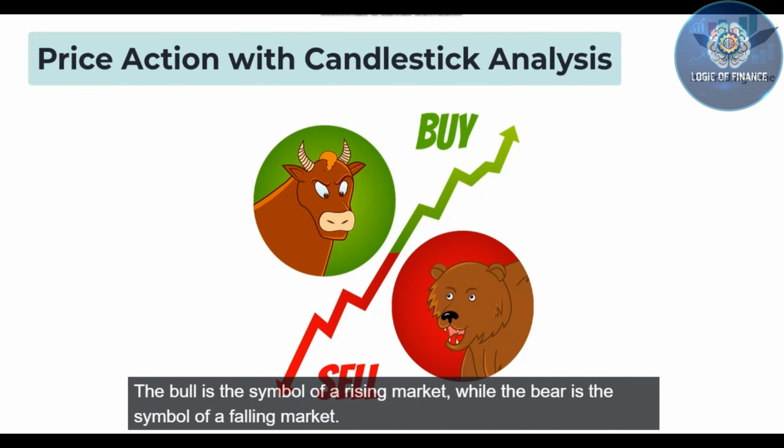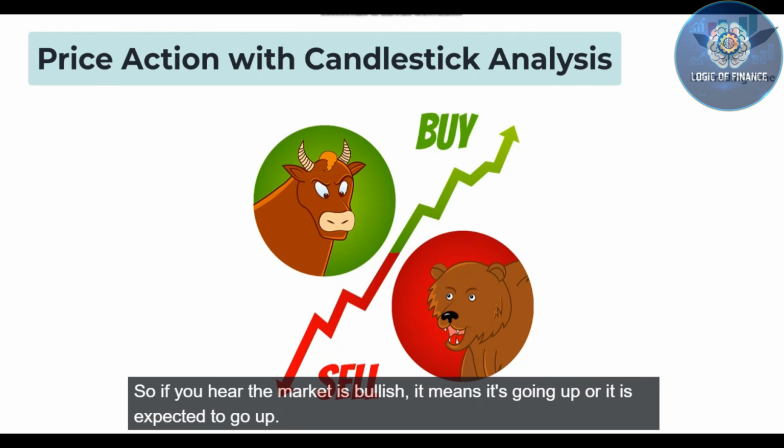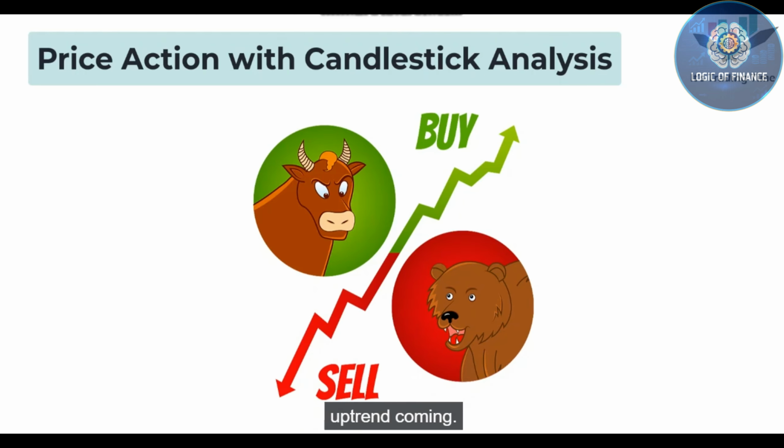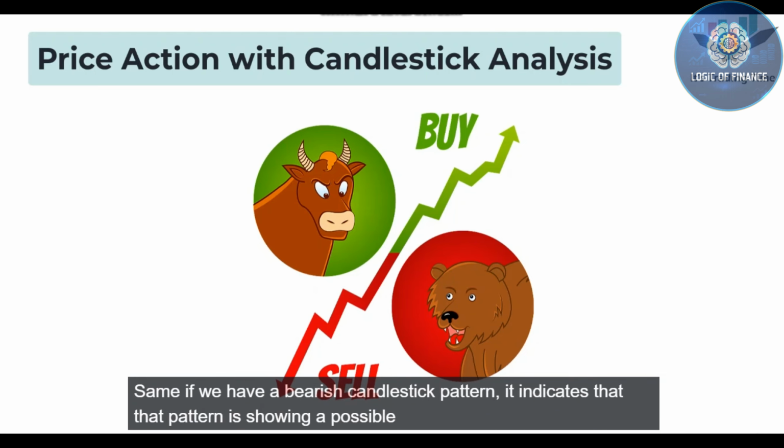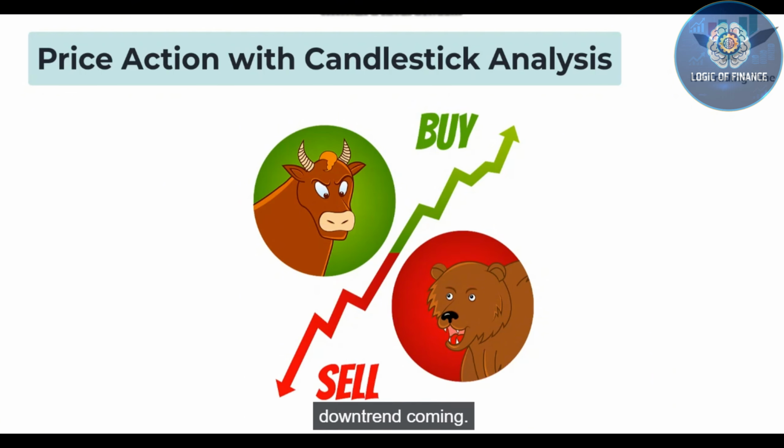The bull is the symbol of a rising market, while the bear is the symbol of a falling market. So if you hear the market is bullish, it means it's going up or it is expected to go up. Same if we have a bullish candlestick pattern, it indicates that that pattern is showing a possible uptrend coming. If you hear the market is bearish, it means it's going down or it is expected to go down. Same if we have a bearish candlestick pattern, it indicates that that pattern is showing a possible downtrend coming.